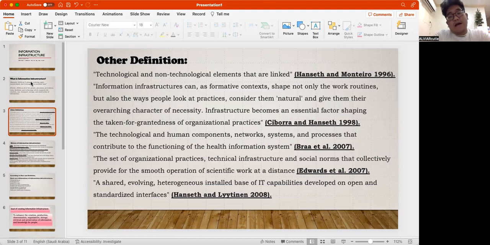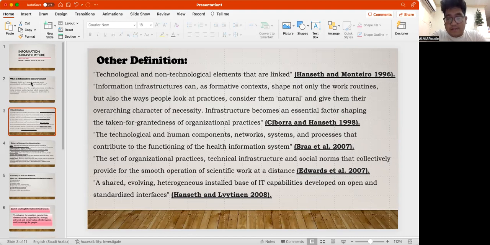Dito naman kay Bra et al. noong 2007: the technological and human components, network systems, and processes that contribute to the functioning of the health information system. Kay Bra et al., nag-i-start na siyang gumamit ng technology sa health information system lang. So ang study ni Bra et al. is for health information system pa lang. Doon pa lang siya nag-i-start ng information technology, doon na siya nag-i-initiate, doon na ipinapasok.